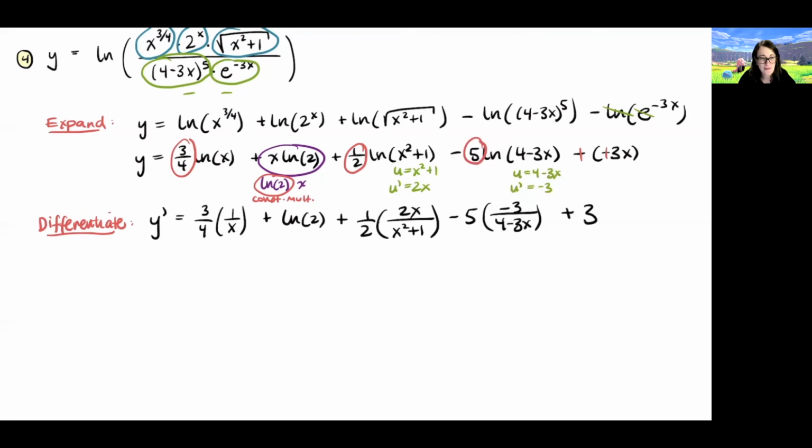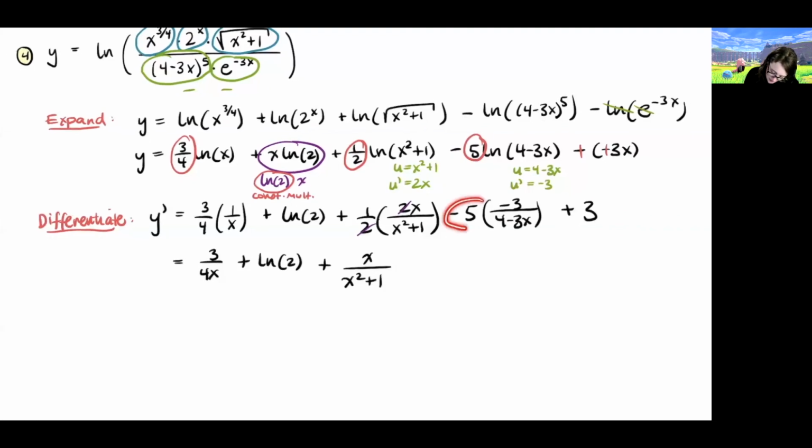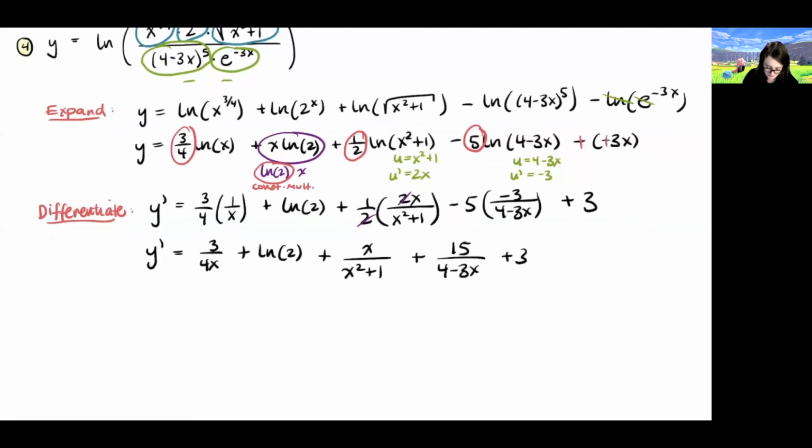We did great here. We should probably take just one step in terms of simplifying. 3/4 times 1 over x is just 3 over 4x. Natural log of 2, that's good how it is. These 2's here can cancel out in the third part of our derivative, so we can just get x over x squared plus 1. Negative 5 times negative 3 can just be plus 15 over 4 minus 3x, and then plus 3. Okay, again, no need whatsoever to put these together into a single fraction. It is wonderful how it is. We can just leave it.